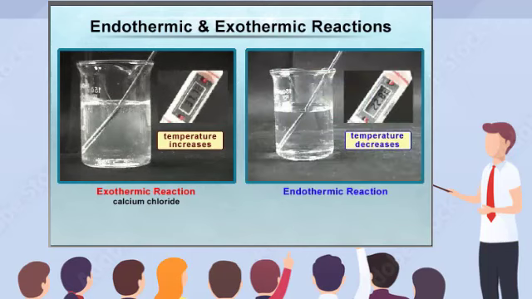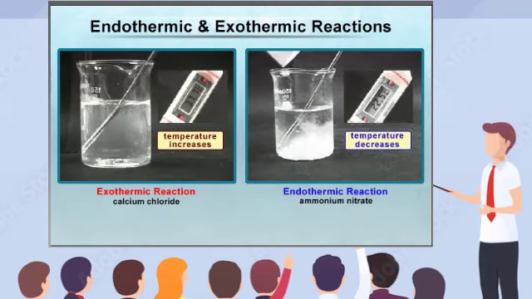An endothermic reaction occurs when making an ammonium nitrate solution. Ammonium nitrate dissolves when placed into 100 milliliters of water. As it dissolves, the absorbed energy causes the beaker to feel cold to the touch. The decreasing temperature reading indicates the cooling of the solution.